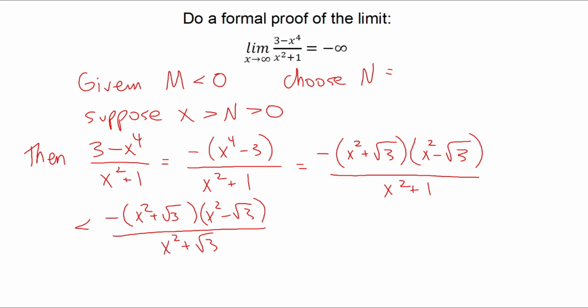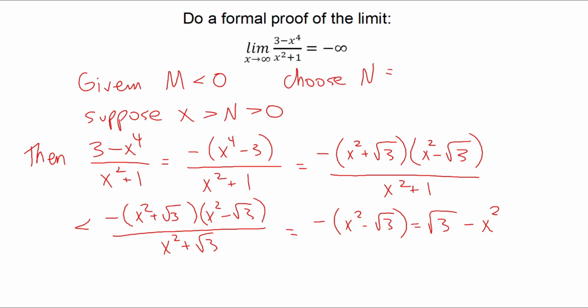And so now I can cancel these x squared plus root 3's, leaving me with just the opposite of x squared minus root 3 in here. And then we're going to work with just that, right? And so if you want to, you can rewrite that. It might be easier to just rewrite that now without the negative sign out in front. It's just root 3 minus x squared.